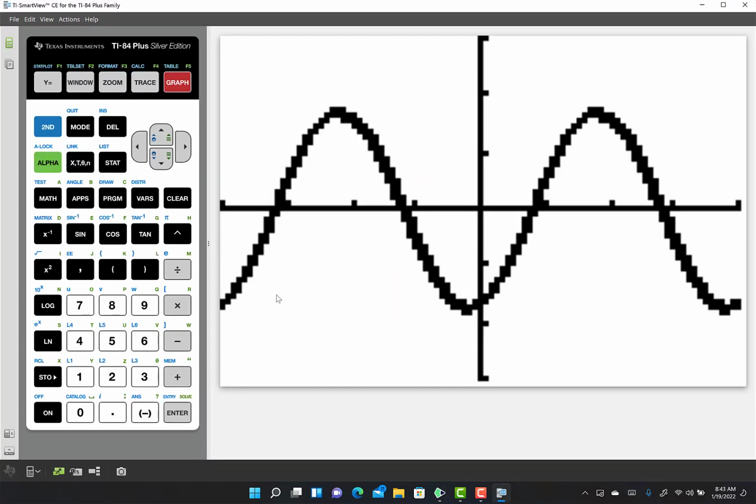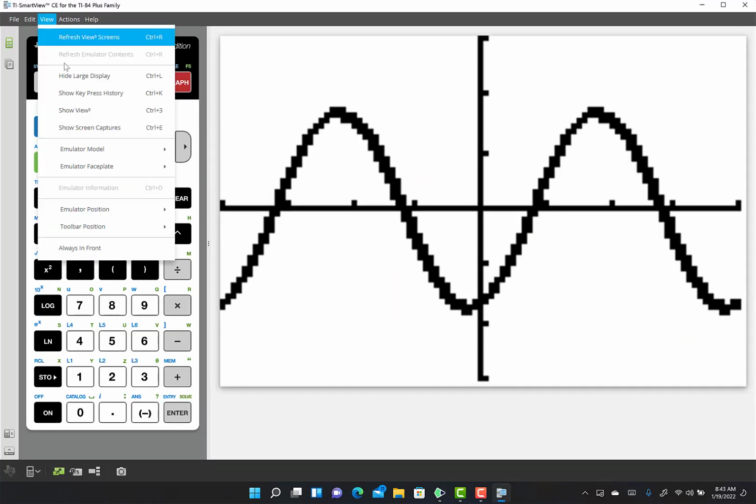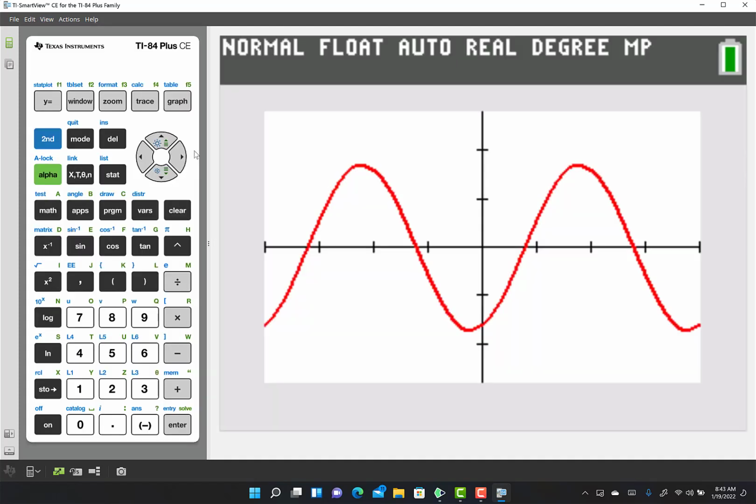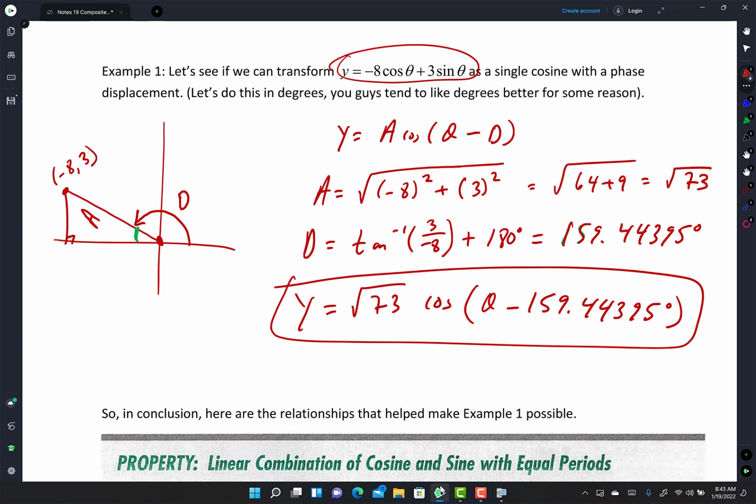Let's keep going. Let me change to my color screen here. View. I like the color one better. Do I still have my stuff? Yay. All right. And that's it, guys. Pretty cool, right?